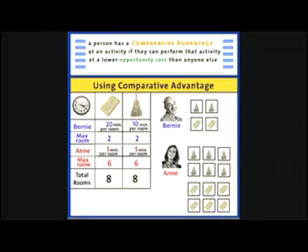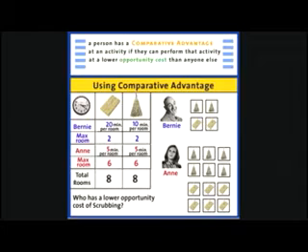Now, we're ready to introduce the concept of comparative advantage. Comparative advantage refers to your opportunity cost relative to the opportunity cost of someone with whom you might trade. We say that you have a comparative advantage in the provision of a particular good or service if your opportunity cost of providing that good or service is lower than the opportunity cost of someone with whom you might trade.